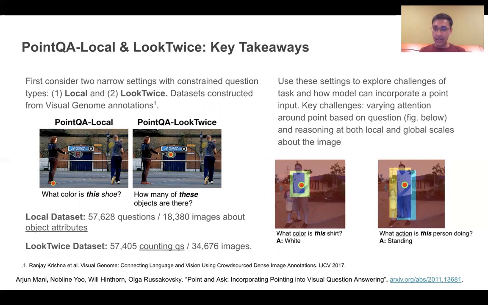In the look twice setting, by contrast, the model must reason about the surrounding image context, and just looking at a local region around the point isn't sufficient. In fact, the model must look first at the point, identify the object being pointed to, and then look more broadly again at the image to count properly, hence the name look twice. And so we use these narrow settings to explore the challenges of the task and how a model can incorporate a point input. Some of these challenges include varying attention around the point based on the question, as in the figure on the bottom right, as well as reasoning about both local scales directly around the point, as well as global scales across the whole image.